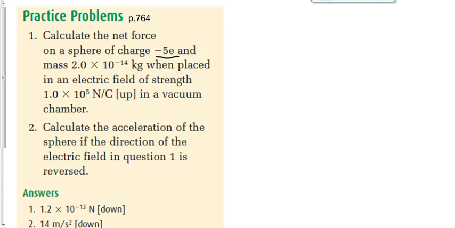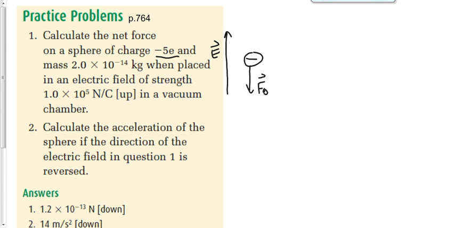Here's the mass. It's placed in an electric field that's upwards in a vacuum chamber. We want to find the net force. So we don't know that it's suspended. If it is suspended, then we're going to get a net force of 0. If it's not suspended, then we're going to get a net force of something other than 0. Let's draw the picture here. We've got a negative charge. We know that we have a downward gravitational force. We don't know which way the electric force is right now, but we know the electric field is upwards.